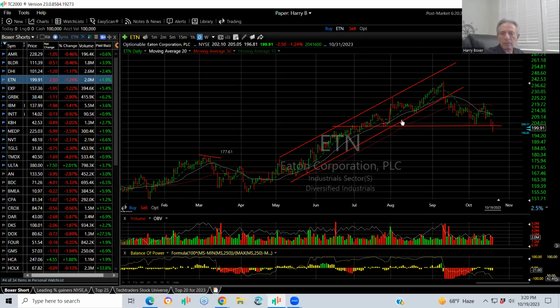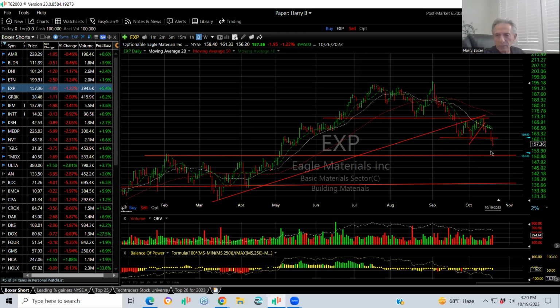EXP broke its support from the rising bear wedge. When I see that on low volume with terrible technicals, this is where I said this is a short at 170. It's 157, and the targets now are 150.51 and down in the 135.40 range.